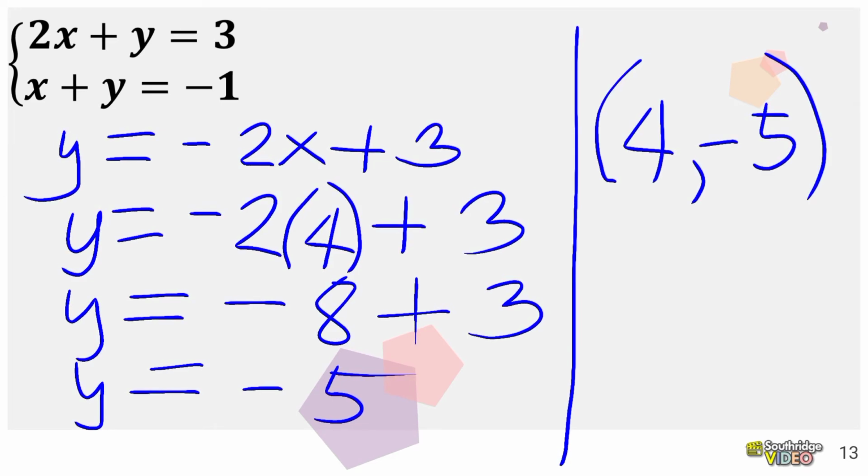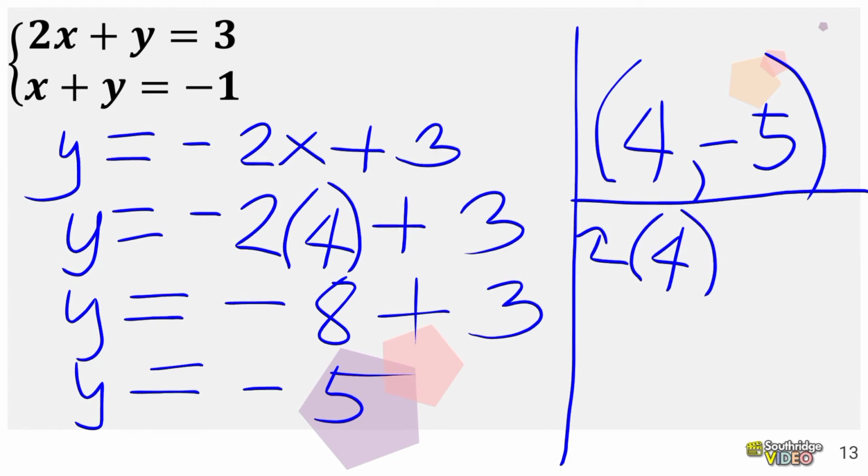This is actually the point of intersection if we graph these two equations, or this system, on the Cartesian plane. Okay, so let's check if our solution is correct. We need to substitute it in the first equation. So we have 2 times the value of x obtained, which is positive 4, plus the value of y, which is negative 5. It must be equal to 3.